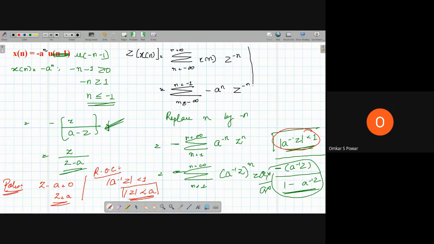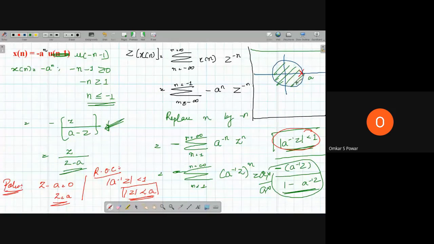So how does your ROC look like? So just observe here. So this is your z plane. First thing what we have to do, we have to plot the pole. We have pole at z is equal to a. Then according to ROC, mod z is lesser than a. So we have the unit circle here. And where does your ROC lie? Mod z is lesser than a. So it is lesser than a. So this will be your ROC.